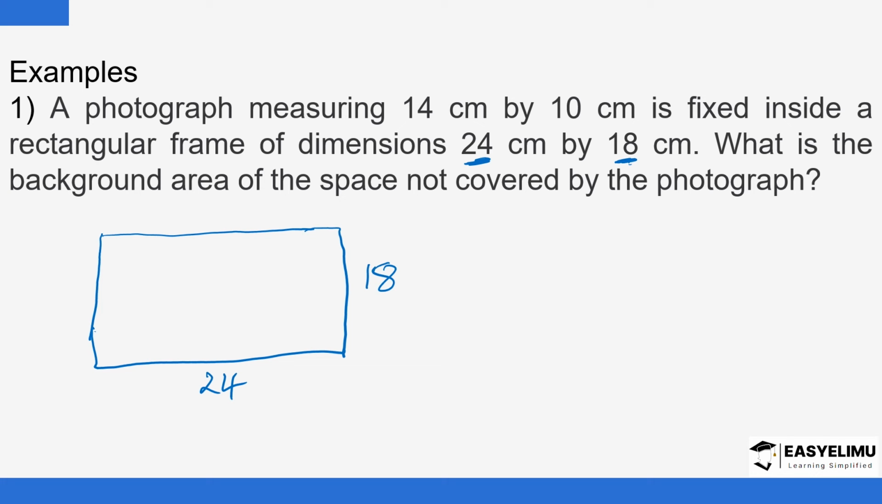Now, the photograph is supposed to be inside the frame, so you draw the photograph here. This is our photograph, and we are given the dimensions as well. We have 14, and then we have 10. The question you're supposed to answer here is: what is the area of the background space not covered by the photograph? I want to shade the space whose area we are trying to find. That is this space here.